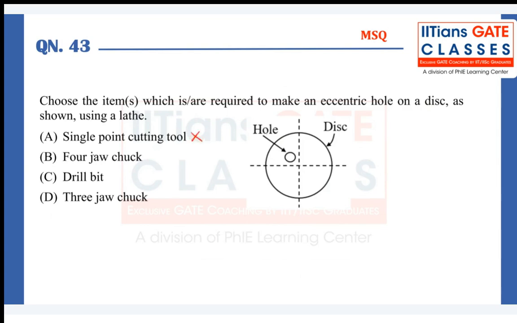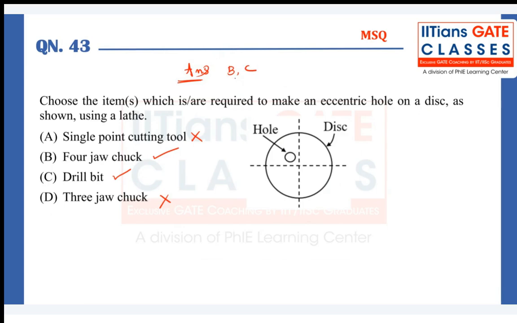This option is not correct. Now, four jaw chuck: in lathe, with the help of four jaw chuck we can produce the eccentric hole. That is the reason why this is the correct option. Drill bit: with the help of drill bit also we can produce the eccentric hole. Three jaw chuck is a uniform chuck, that is why it is not possible to produce the eccentric hole, right? Now here answers are either B or C. You can keep any one so that you can get the answer, B or C. So strictly speaking, it is the four jaw chuck only.